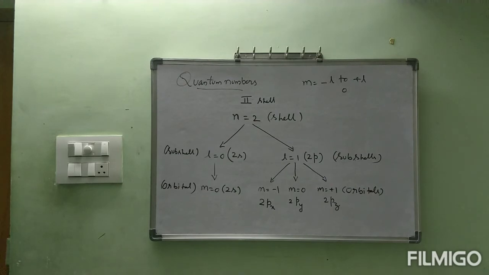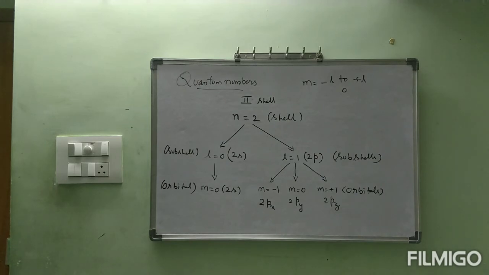Next I will write the third shell. I hope you are clear. This is the information regarding the second shell. Second shell, n value 2, has 2 subshells. Those are l is equal to 0 and l is equal to 1. l is equal to 0 means it is 2s. l is equal to 1 means it is 2p. Those 2 are subshells. Next, orbitals. Coming to orbitals, the 2s subshell has 1 orbital, that is 2s only.